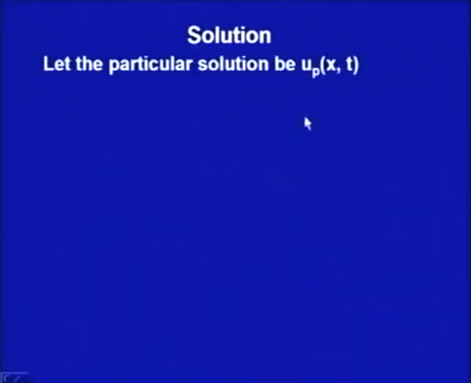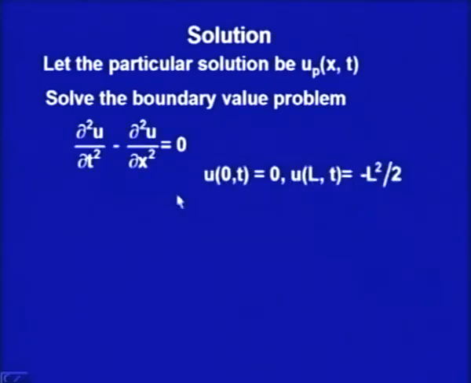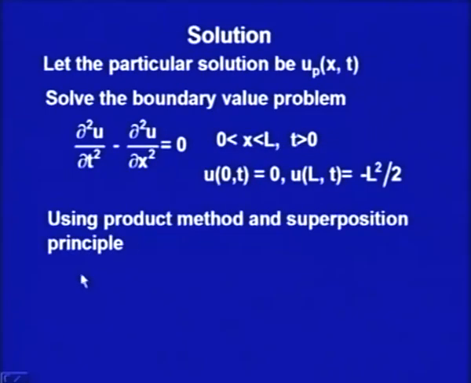First, let the particular solution be u_p(x,t). Then solve the boundary value problem ∂²u/∂t² − ∂²u/∂x² = 0 with boundary conditions u(0,t) = 0 and u(l,t) = −l²/2. In the last lectures we have done how to solve this one-dimensional wave equation with boundary conditions using the Fourier method, the variable separable method. We got this using the product method and the superposition principle.